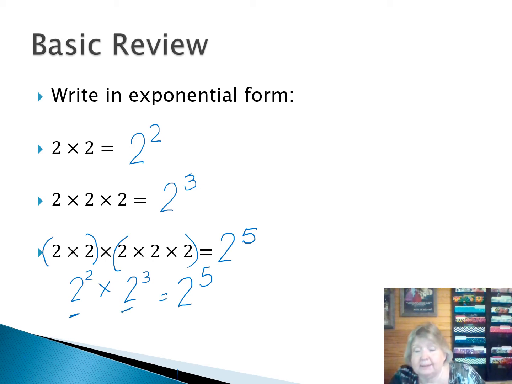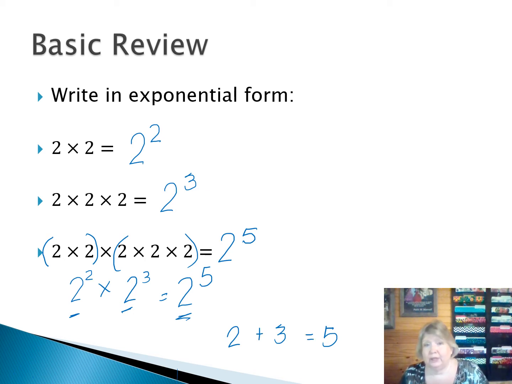Common base, always base 2. Answer, also base 2. So you've got to be multiplying with a common base, and you're going to keep that base. So since I know what's happening with the base, let me drop the base out and look just at the exponents. 2, 3, and 5. Back to elementary school for a moment. How do you use 2 and 3 to get 5? That's right. You add 2 plus 3 to get 5.